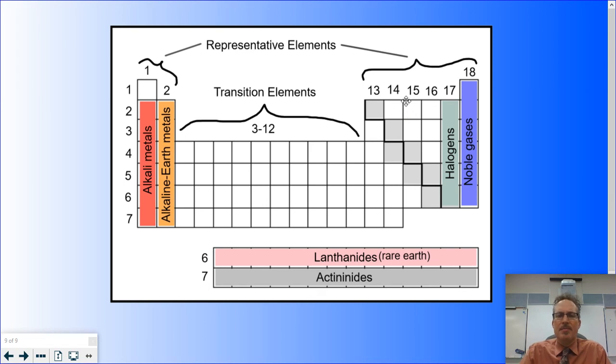That should clear up everything we have for the periodic table. Pretty straightforward. Again, I want to point out hydrogen is not an alkali metal because it's not a metal.